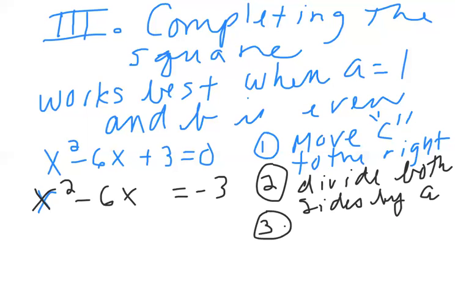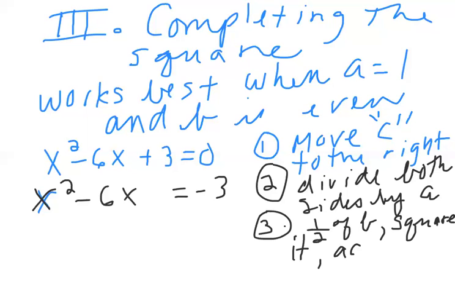Number 3 is the critical step. This is where you actually complete the square. So you take half of B, square it, and then add it to both sides. Let me go through the process with you. The B value here is -6, so you do half of it.